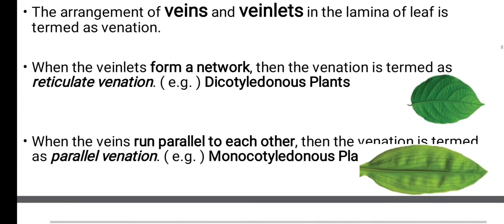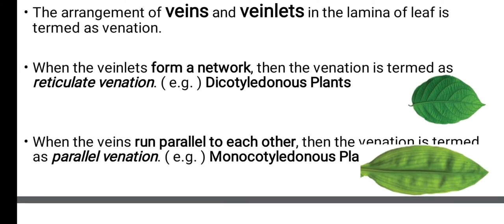Then comes the parallel venation. When the veins run parallel to each other, then the venation is termed as parallel venation. This type of venation is found in the fronds of a coconut tree and the leaves of a plantain tree. In other words, to make it simple, this type of parallel venation is found in monocotyledonous plants like paddy, wheat, and other grains.